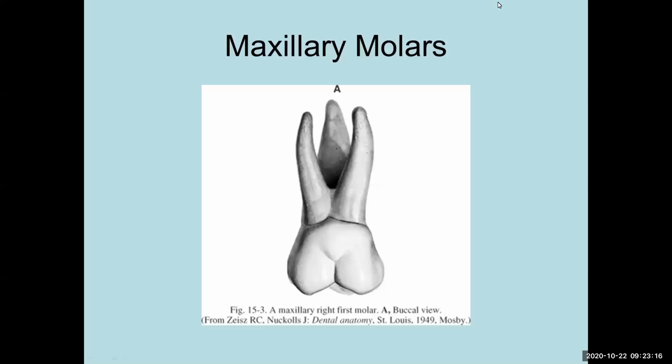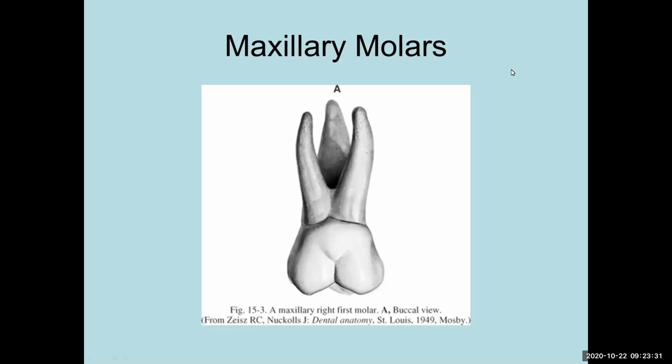Let's start. We are going to talk about the maxillary and mandibular permanent molars today. So what we'll do is we'll do the maxillary molars first. We'll take a little break and then we'll do the mandibular molars.